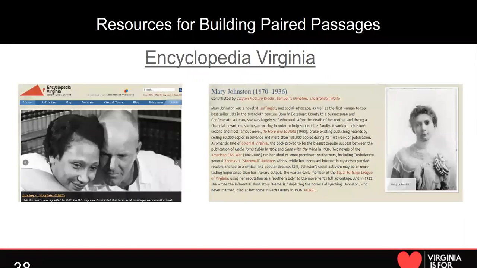But I did a little cheating before we started here and found that we had a couple folks with us from Bath County today, one of my favorite places to visit, way out in Western Virginia. So I went to Encyclopedia Virginia, searched for Bath County in that search bar at the top, and found this really awesome piece about this person who I'd never heard of before, named Mary Johnston, who was a very powerful and important suffragist and social advocate who lived in Bath County. And had a fascinating life.